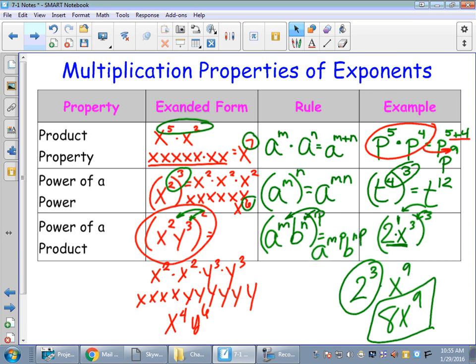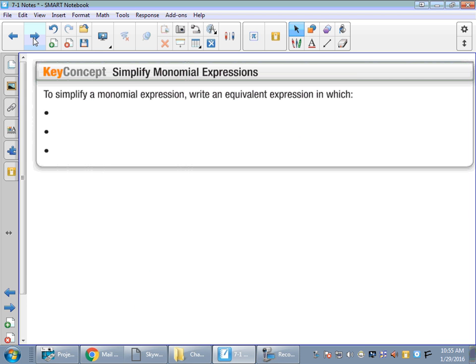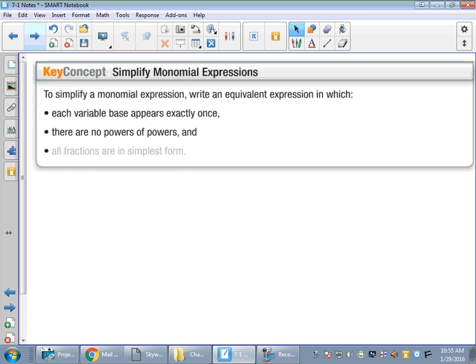All right, so those are the rules that we're going to use. So we got to talk about simplifying. Your homework's going to be about simplifying. In order to be simplified, it's sort of a checklist. If you ask you to simplify a monomial expression, each variable base appears only once. So if you have more than one x value, you need to combine them. If you have an x squared and an x to the 5th, you need to put them together and have just one x. No powers of powers. So if there's a power to a power, you need to apply that power through. And all fractions must be reduced and be in simplest form.